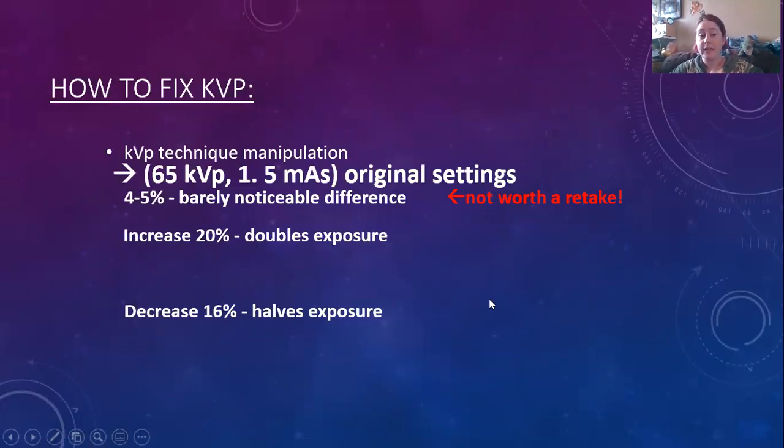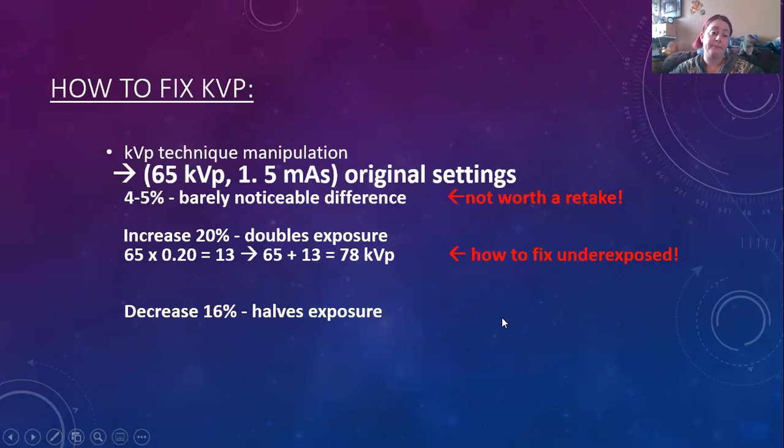If our original settings are 65 kVp and 1.5 mAs, if we make it only a 4 to 5% change, it's a barely noticeable difference and not worth a retake. So we need to increase it by 20% if it's too light. This will double the exposure. So 65 times 20% or 0.2 gives us 13. So 65 plus 13 gives us 78 kVp.